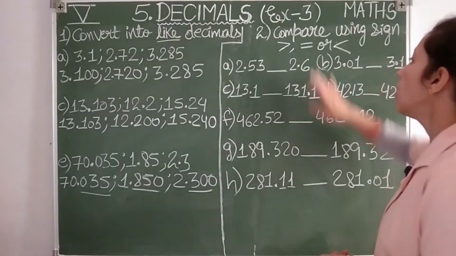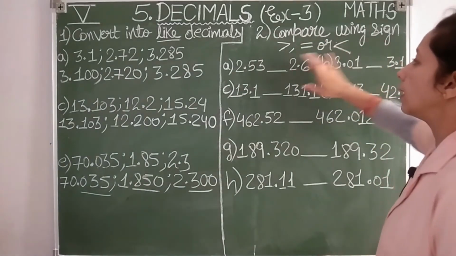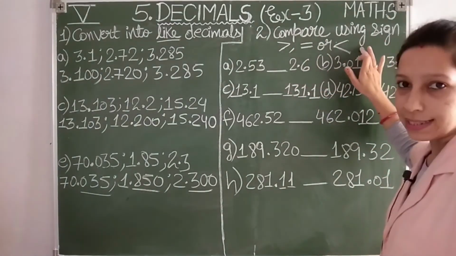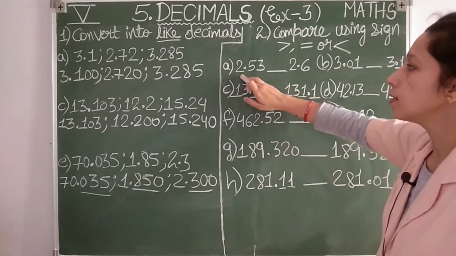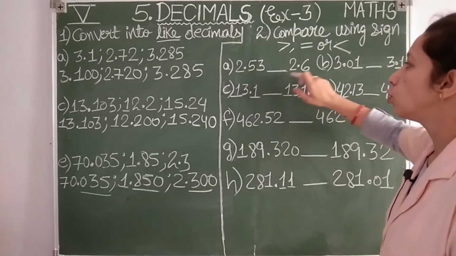Look here, students. Compare using the sign greater than, equal to or less than. See the first point, students, 2.53 and 2.6.